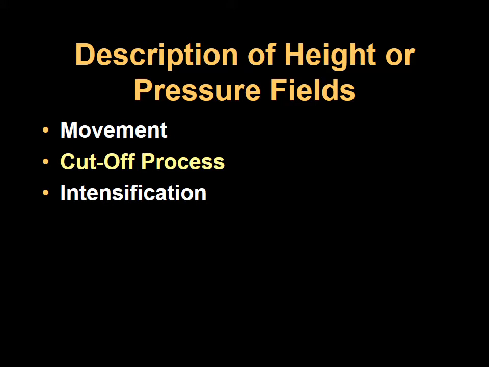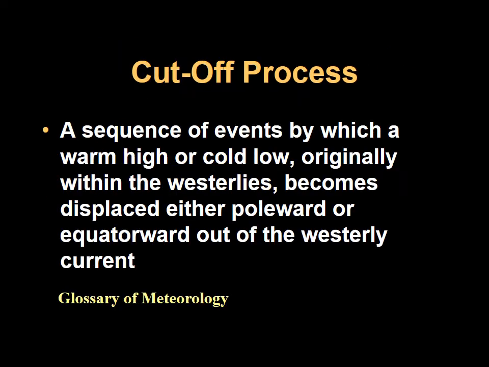Our next topic is cutoff weather processes. These are weather systems that cut off from the westerly flow. And to be a little bit more precise about cutoff processes, the glossary of meteorology defines a cutoff process as a sequence of events by which a warm high or cold low originally in the westerly flow becomes displaced either poleward or equatorward out of the westerly current. So we're going to look at a couple examples of these.